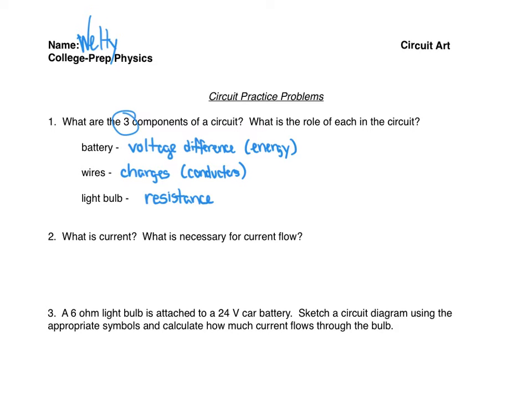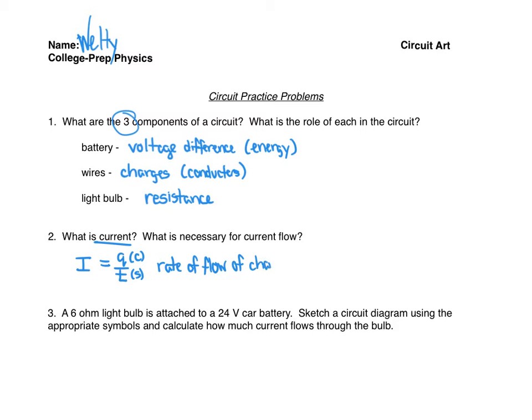All right, number two, what is current and what is necessary for current to flow? Current is actually defined as, there's our symbol for current, it's charges per time, right? Q is charge and T is time. So coulombs per second. So it's really the rate of flow of charge, right? How many charges are flowing per second through our circuit? Rate of flow of charge, there you go.